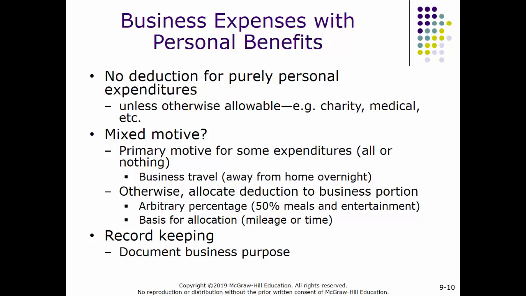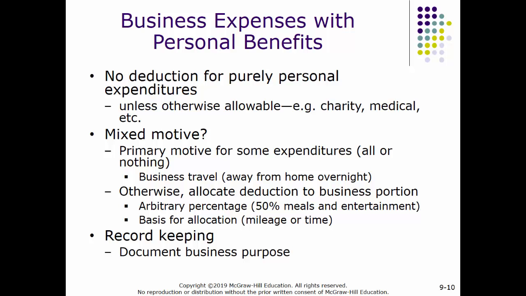Again, if something is a purely personal expenditure, there is no deduction on a person's tax return allowed, unless Congress makes an exception, because perhaps they want taxpayers to support charities, nonprofit organizations, or they want them to be able to take care of their medical costs. A mixed motive is one in which there's a personal element and a business purpose element. And so some of the costs have to be allocated between personal and business, and only the business portion deducted. And then as far as business travel, it's an all or nothing.